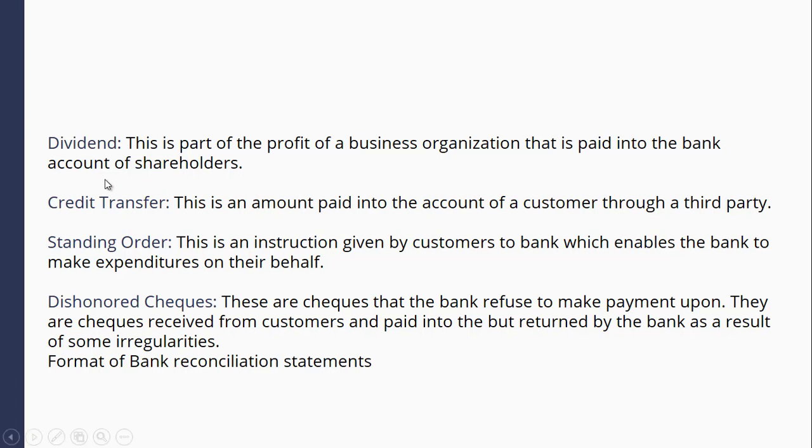because a business organization is not an individual. An individual can receive alerts. A business organization does not receive alerts. Only the accountant will request the bank statement and go through it. So when an amount like a dividend is paid into the account of the business organization, the accountant is not a wizard or a witch. He or she will not know until he or she goes through the bank statement.